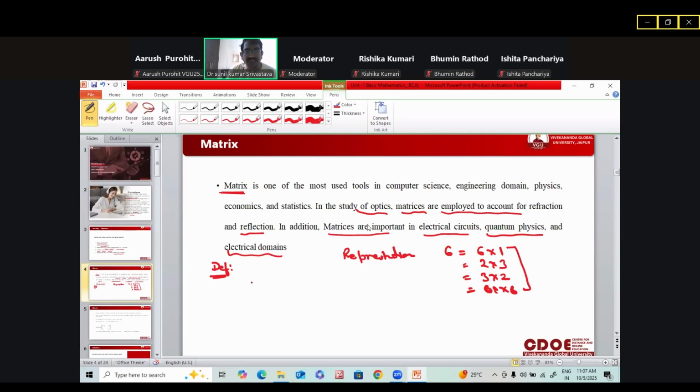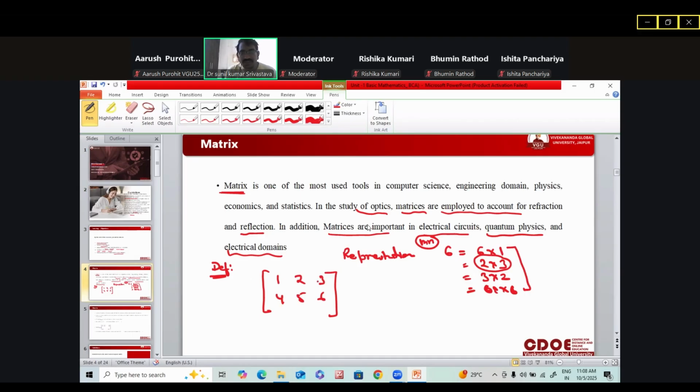We can write it like this. It is a rectangular arrangement. What is a matrix? A matrix is a rectangular arrangement of mn numbers, in which the elements are arranged in rows and columns. Suppose we have 6 elements and arrange them row-wise. In the first row we write the elements 1, 2, 3, and in the second row we write 4, 5, and 6. These 6 elements are arranged in the format of a rectangular arrangement, row-wise and column-wise.